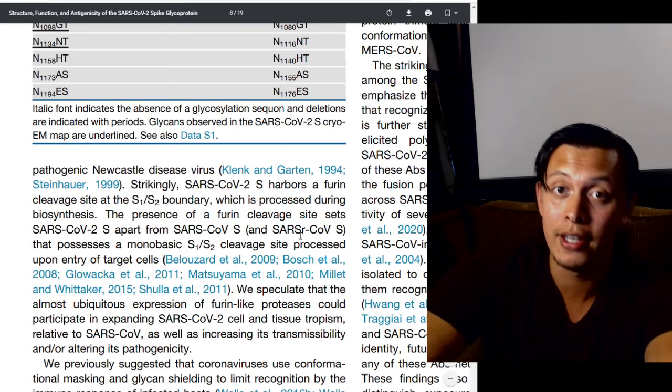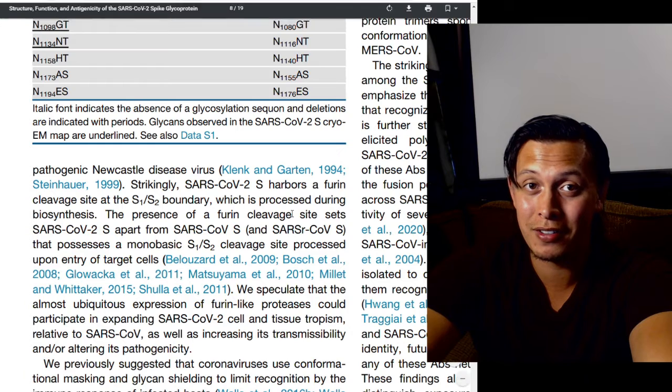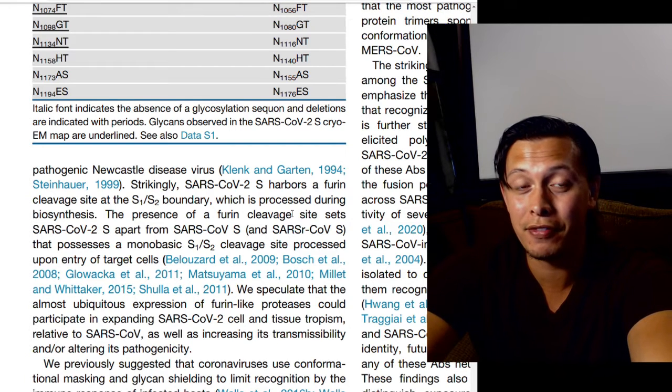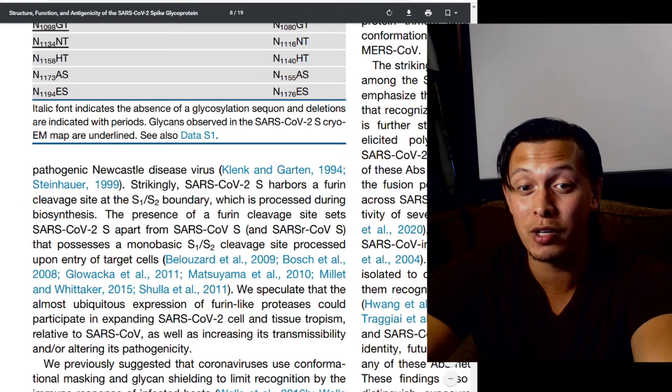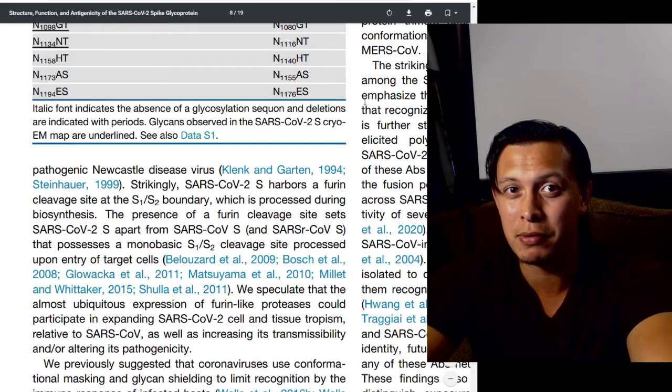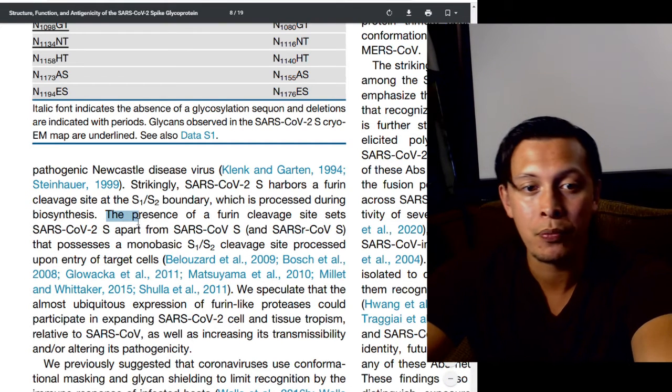So, strikingly, we have this very reactive cleavage site, and it's so active that it actually will break apart some of the proteins before the virus has even finished being produced in the original cell.